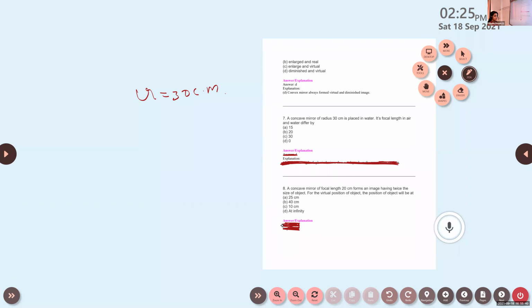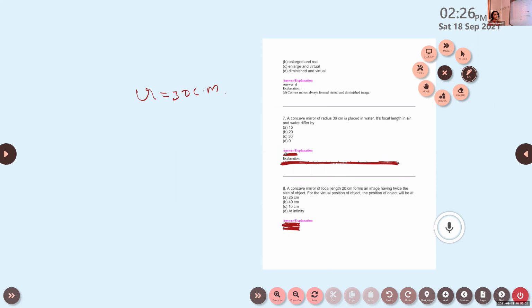Answer is A? I need the reason. F is equal to R by 2. No? Then another says it is 30. Then again, no. Zero. So which one is the correct answer? Zero. It will not differ in water. What about your answer? No doubt in this question.